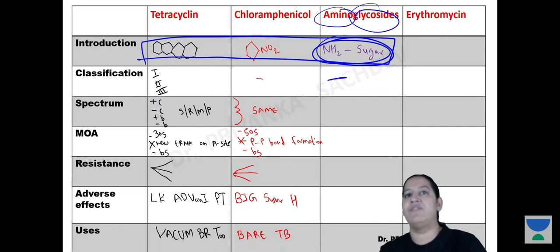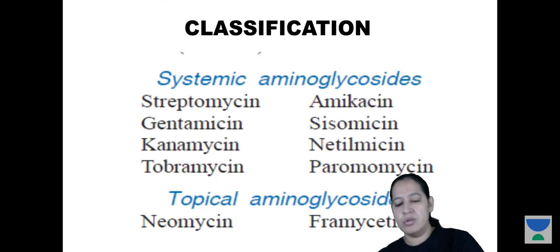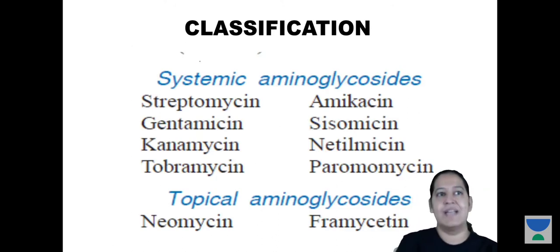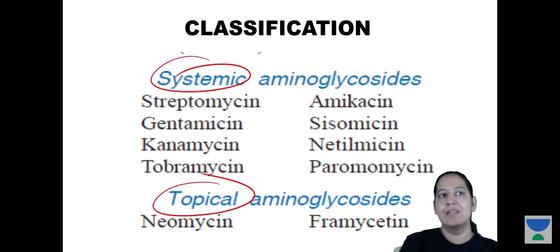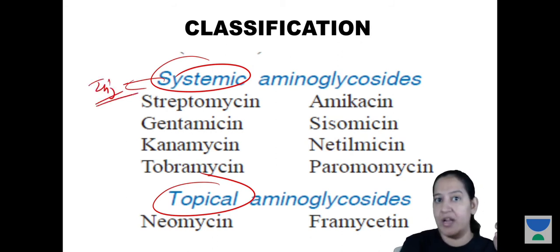Coming to classification, very important. Make it 5-star important. There are two types of aminoglycosides, systemic and topical. Systemic ones are in the form of injections. They are never oral; it is always injection.